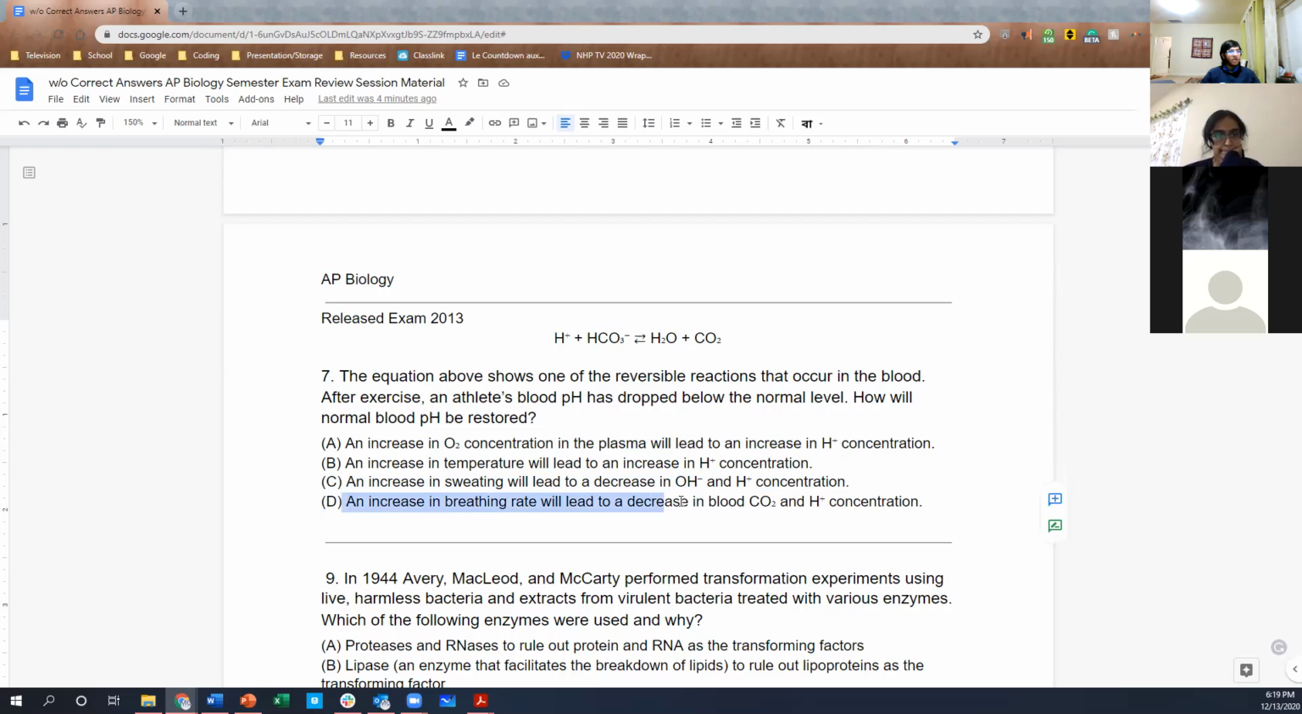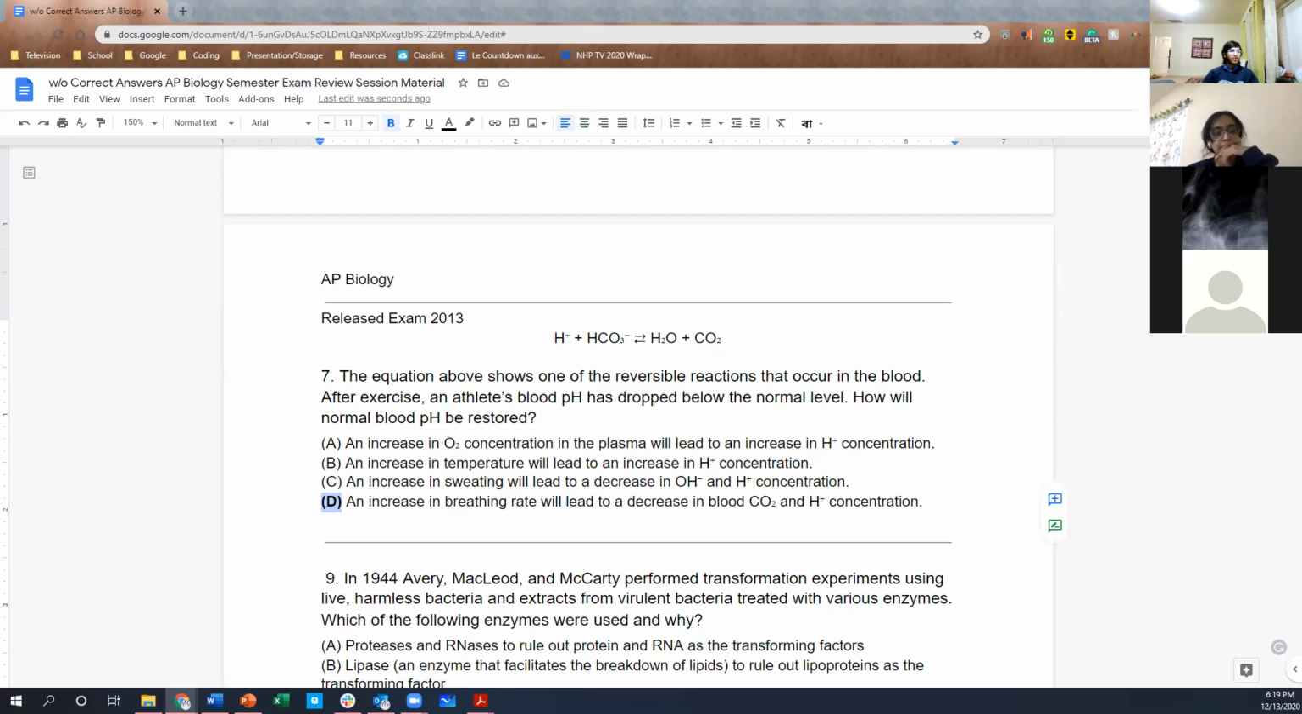An increase in breathing rate will lead to a decrease in blood CO2 and H+ concentration. Yeah, that seems right to me, right? Yeah, because also if this decreases, then as a result, the product produced will also decrease. So more hydrogen ions means more acidity. Yes, more hydrogen ions means more acidity. And if you want to remember it mathematically, pH is negative log hydrogen concentration. So the more H+ you have, the less the pH.